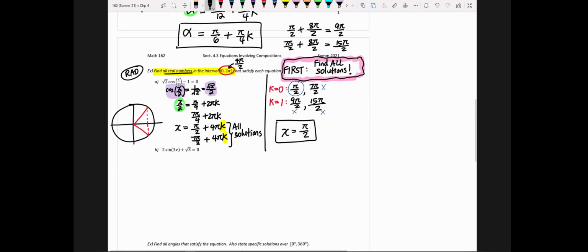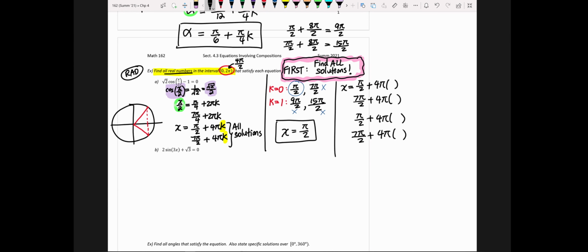And students, for your reference, if you want to see how we got the solutions, what we're doing is plugging in k equals 0. Our all solutions for x were pi over 2 plus 4 pi k, and 7 pi over 2 plus 4 pi k. We plug in k values to generate specific solutions. I just want to illustrate off to the side here. We would plug in k equals 0, k equals 1 to generate specified solutions.